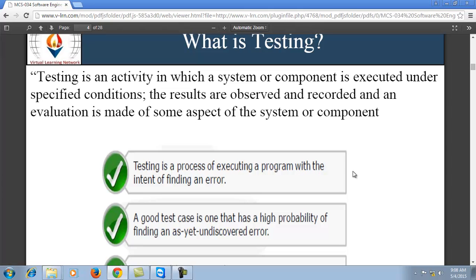If you do testing with the intention that you have to definitely find an error, then definitely you will find an error. So testing should always be done with this intention that you need to find an error.